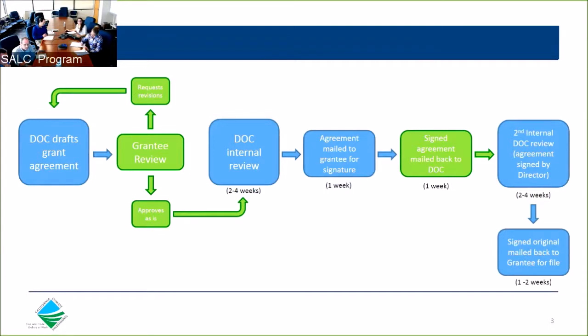And once the grantee reviews and approves the draft, the grant manager will send it through its first internal review within the department. This will take about 2 to 4 weeks. And 2 copies of the grant agreement are then mailed out to the grantee for signatures. The grantee will then mail both of the signed grant agreements back to the grant manager, who will then initiate the second and final internal routing. The DOC director will then sign both copies. DOC will scan the signed agreement and will provide you with both a digital and original hard copy of the fully executed grant agreement.